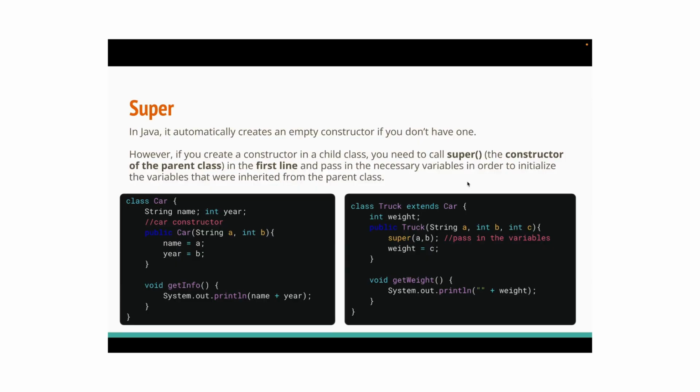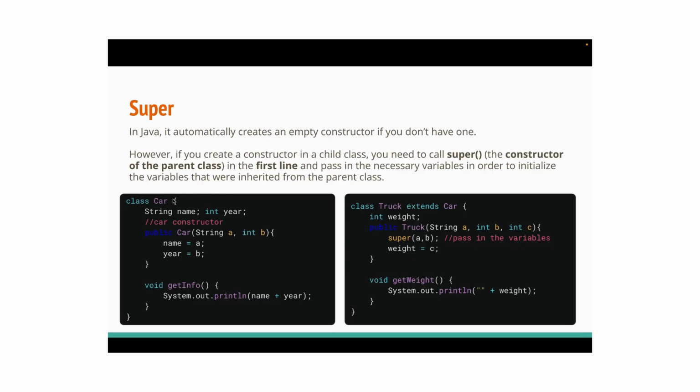Cool. Now let's go on to super. In Java, it automatically creates an empty constructor for the class if you don't actually create one. However, if you do create a constructor in a child class, you need to call super, the constructor of the parent class, in the first line, and pass in the necessary variables in order to initialize the variables that were inherited from the parent class.